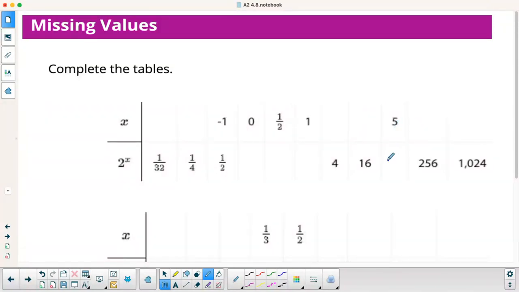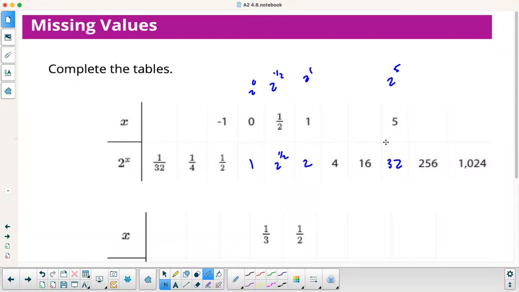2 to the 5th is 32, right? Because this is x. Here's my function. It'd be like 2 to the 5th. This would be 2 to the 1st, right? So that's 2. 2 to the 1/2, I'll just leave it like that. 2 to the 0. To the 0 is 1. Cool. So I got the easy ones.